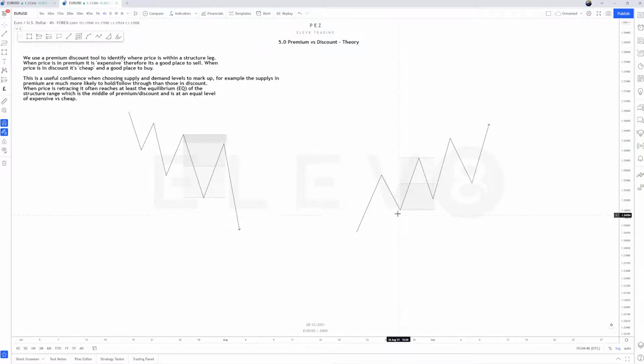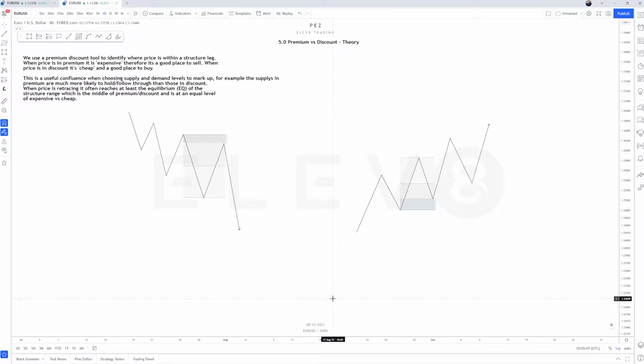And the same for a bullish market. So we draw from the low to the high, and we're expecting price to come to a demand in discount down here, because when it's in discount we know it's at a good price to buy, in order to look for it to go higher than this structure.